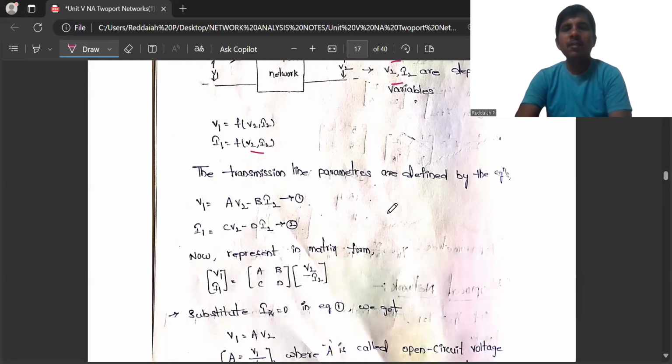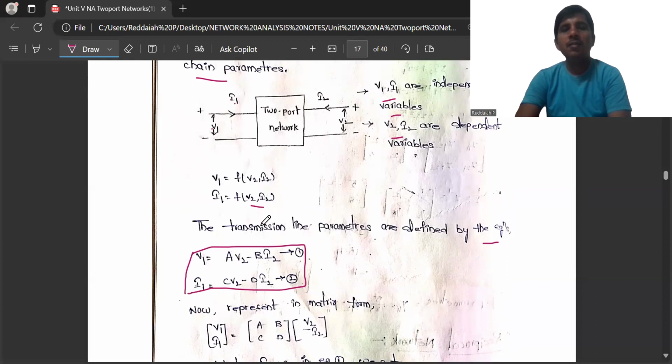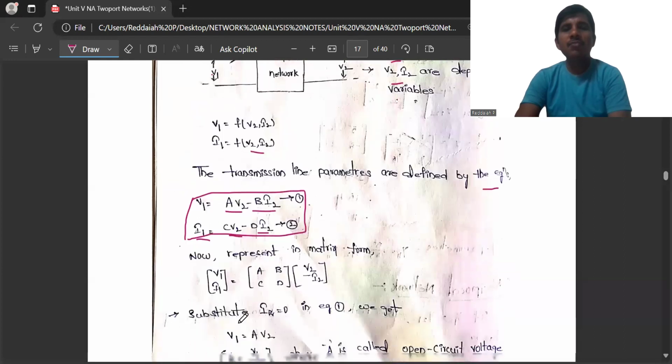The transmission line parameters are defined by the equations. These two equations we have to remember for any transmission line parameters. Sometimes they will give one problem: find the transmission or chain or cascade parameters. Then we have to write the V1, I1 equations in terms of V2, I2: V1 equal to A V2 minus B I2, I1 equal to C V2 minus D I2. Where ABCD are parameters, those have some names, like transfer impedance. If you represent V1, I1 in matrix form, V1, I1 equal to ABCD times V2, I2.